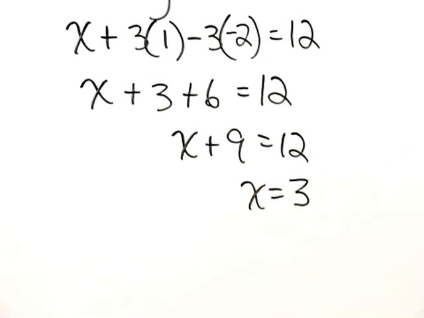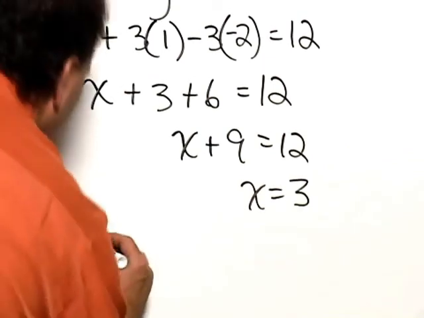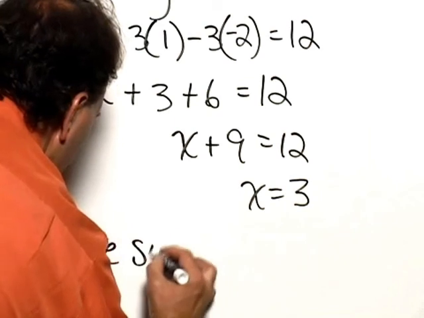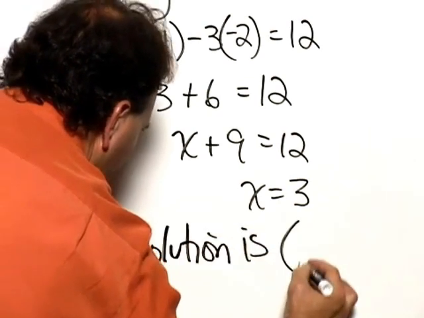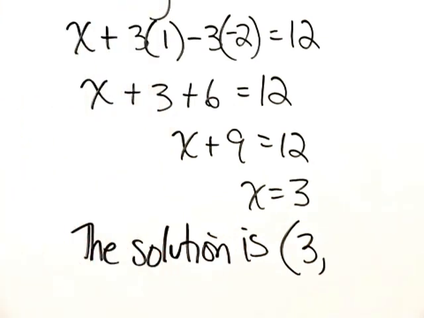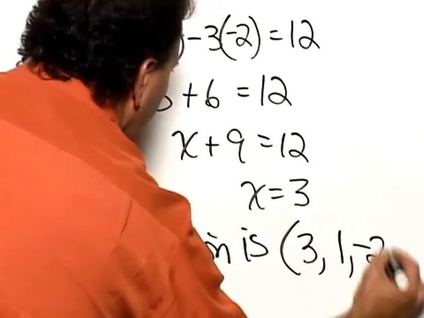I've checked this answer already, so we know that the solution is the point x equals 3, y equals 1, and z equals negative 2.